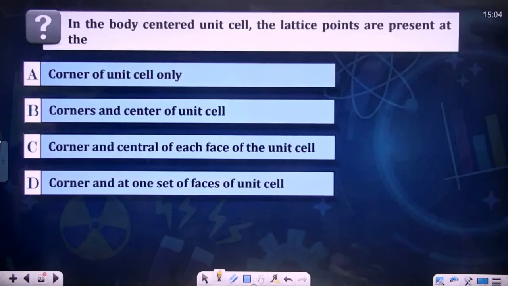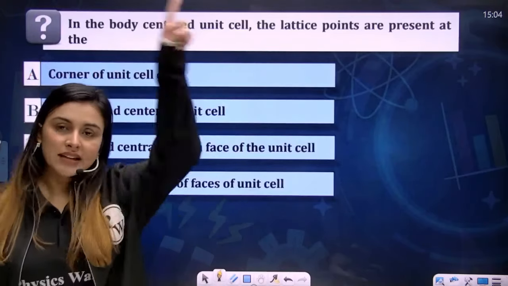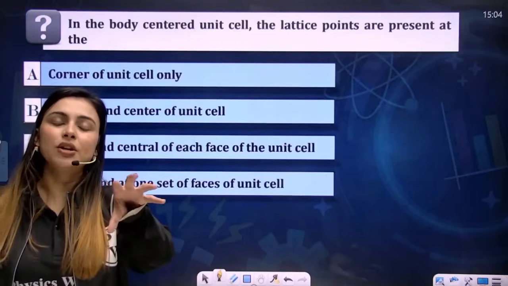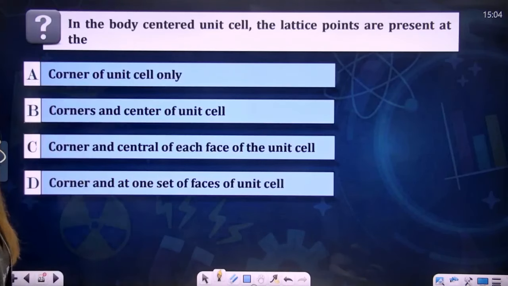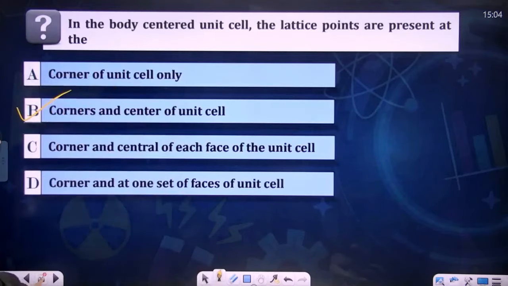Next is, in the body-centered unit cell, the lattice points are present at the primitive, that is the corner part as well, and the center of the body in the crystal system. So corner and the center of the unit cell. So option B will be your correct answer. Okay, perfect. Let's move forward to the next question.